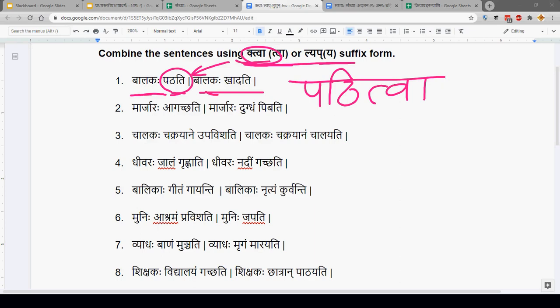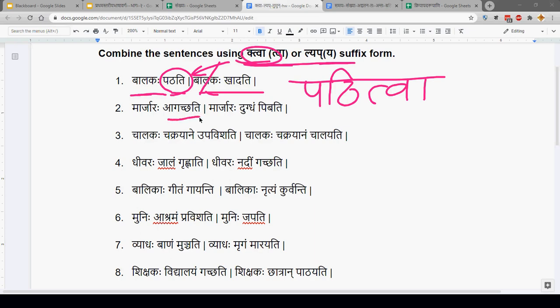Because the doer is the same, we do not need to repeat that word. Balaka patitva, balaka khadati. In this, because the subject word is the same, we are not going to repeat it. So it becomes balaka patitva khadati. Both the actions are done by the same person.